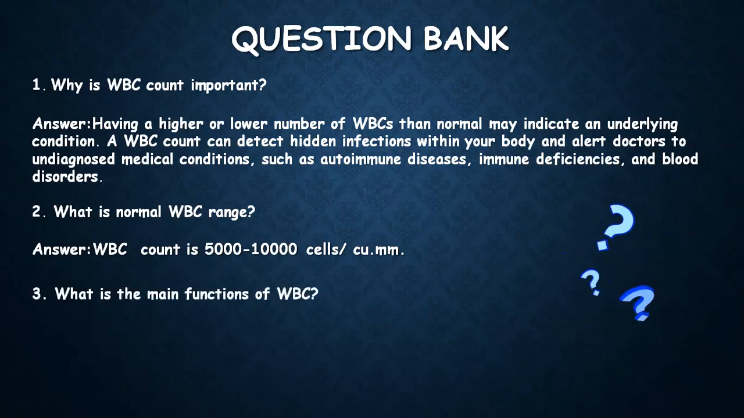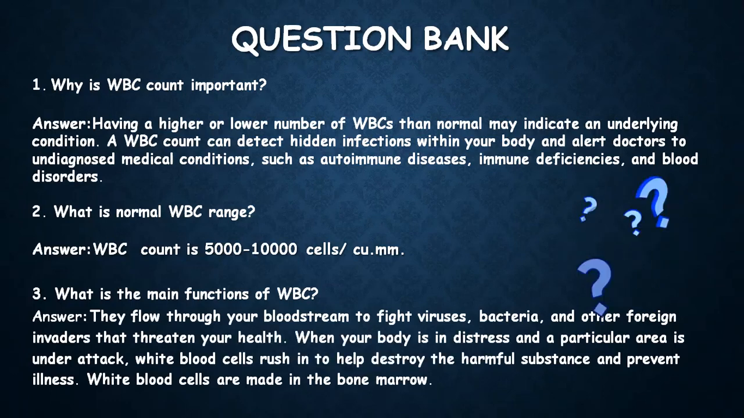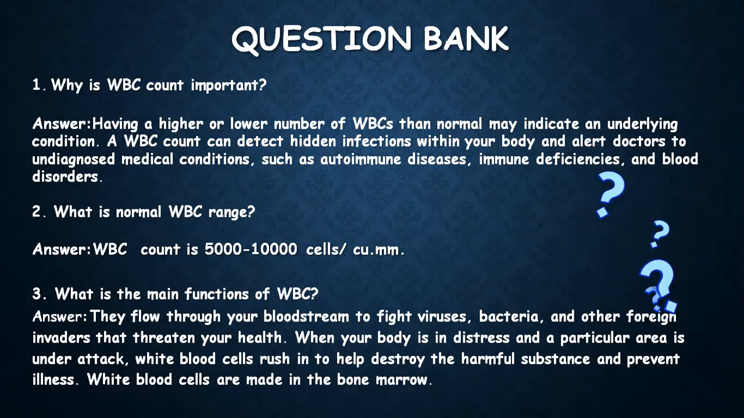Next one: what is the main function of WBC? And the answer is they flow through the bloodstream to fight viruses, bacteria and other foreign invaders that threaten the body. When the body is in distress and a particular area is under attack, white blood cells rush in to help destroy the harmful substances and prevent the illness. White blood cells are made in the bone marrow.